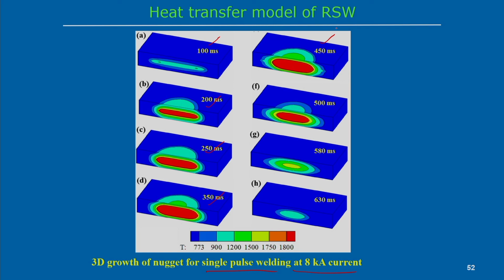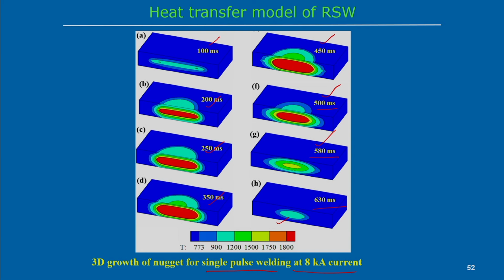Now, after 450 milliseconds the current is switched off. So, there is no heat input to the solution domain, and gradually the molten pool disappears. You can see 500 milliseconds, 580 milliseconds and 630 milliseconds, where it very quickly comes back to a very low temperature, less than 900 Kelvin.